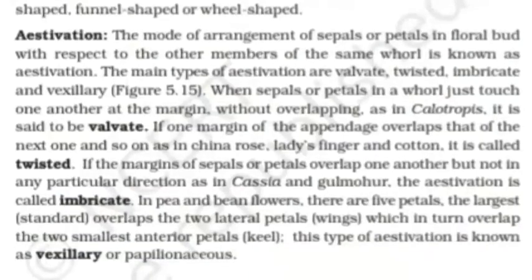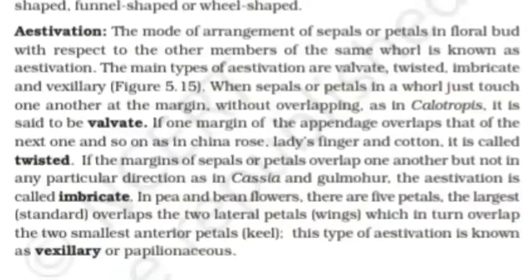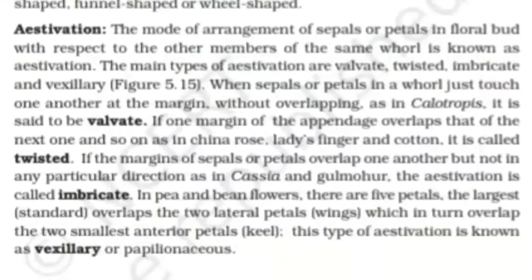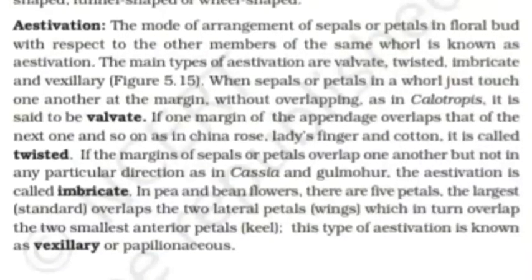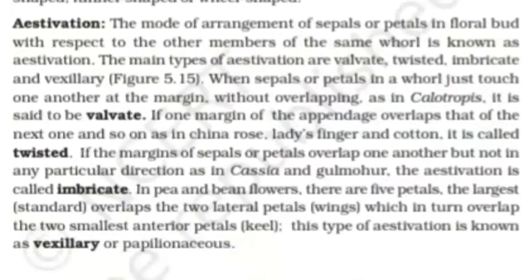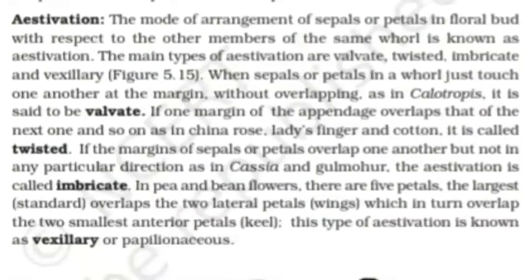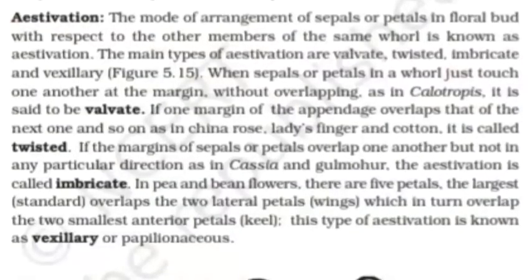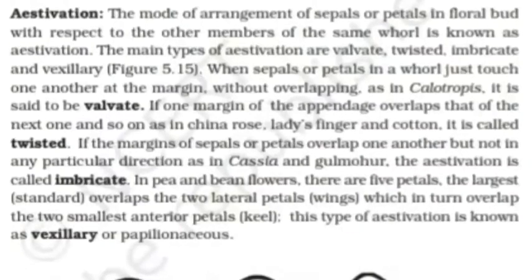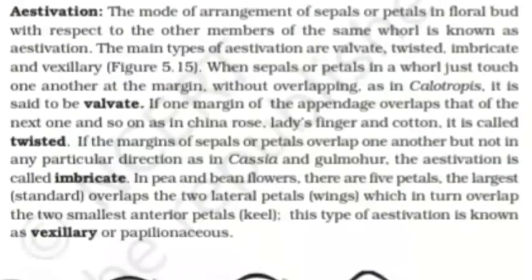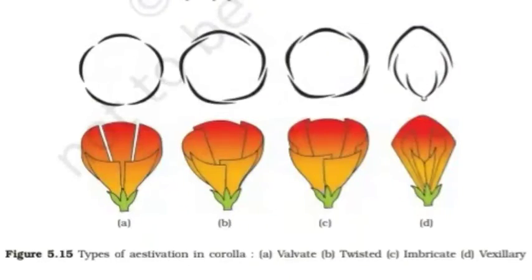In pea and bean flower, there are 5 petals. The largest standard overlaps the two lateral petals, wings, which in turn overlap the two smallest anterior petals, keel. This type of estivation is known as vexillary or papilionaceous.